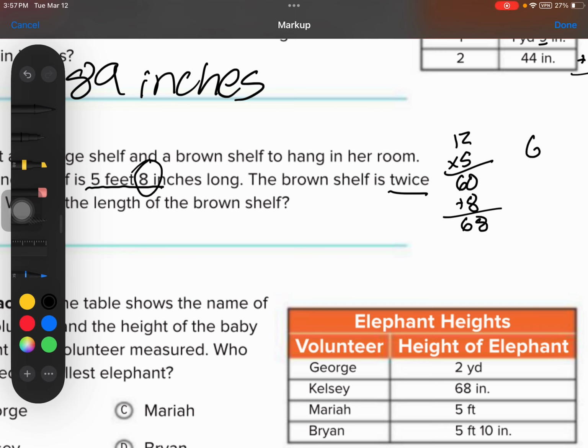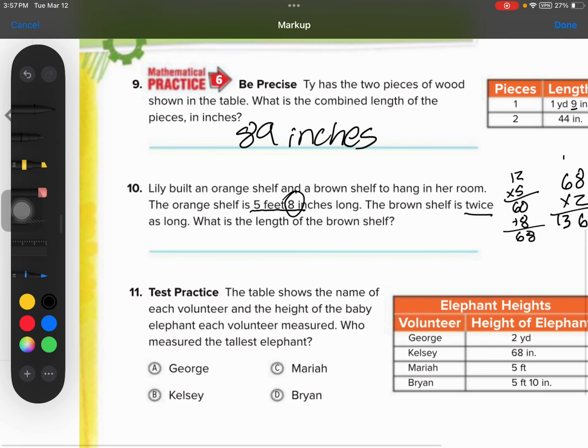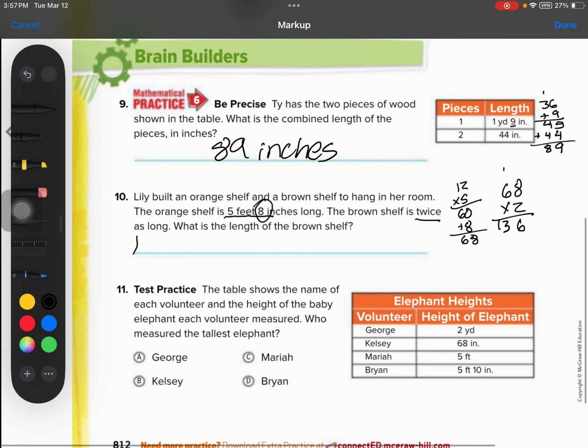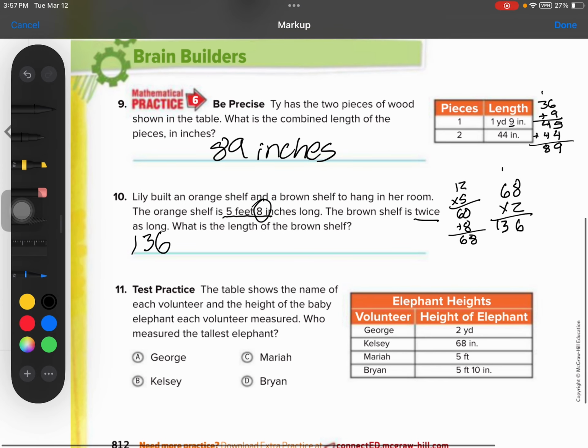Now it's double that. So 68 times 2. 2 times 8 is 16. 2 times 6 is 12. Plus 1 is 13. Okay, so what is the length of the brown shelf? We have 136 inches. But they want us to convert it back to feet and inches now.